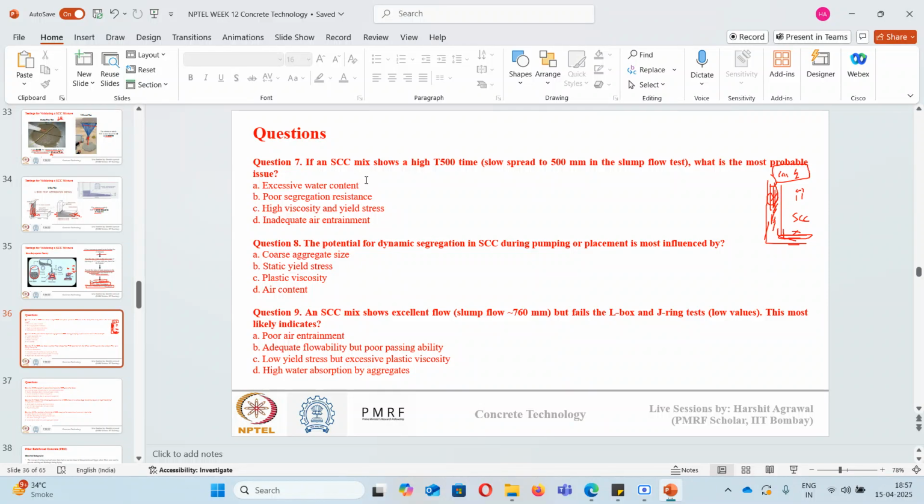Can anyone tell me the answer to question number 7? If a self-compacting concrete mix shows a high T50 time, like a slow spread to 500 mm in the slump flow test, what is the probable issue? The T500 time means the time taken by the concrete to spread to 500 mm. What can be the issue if it takes more time to spread?